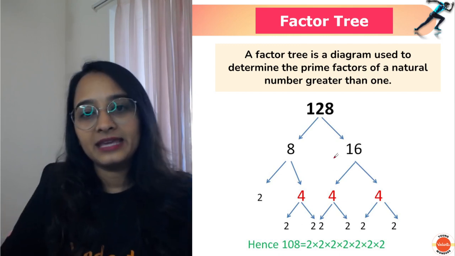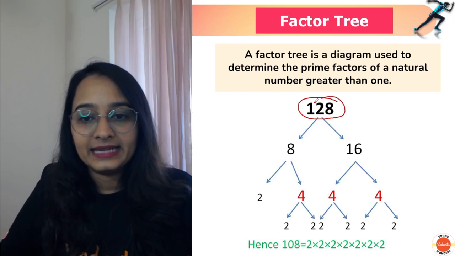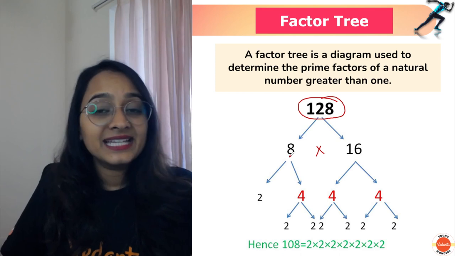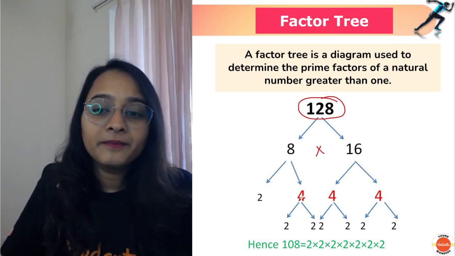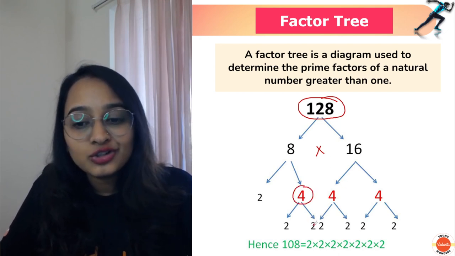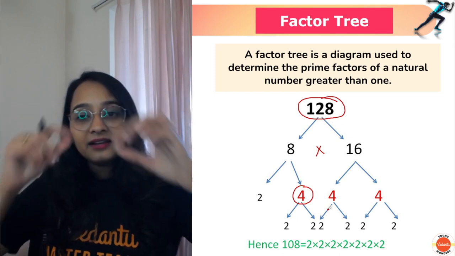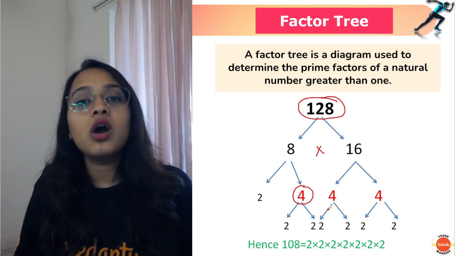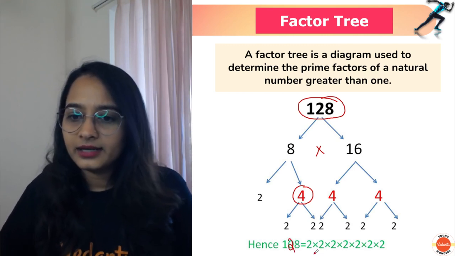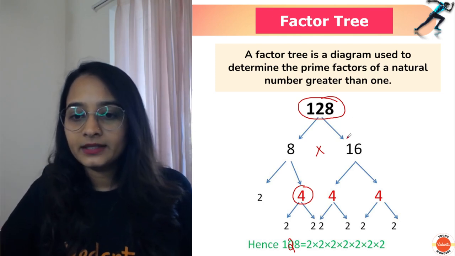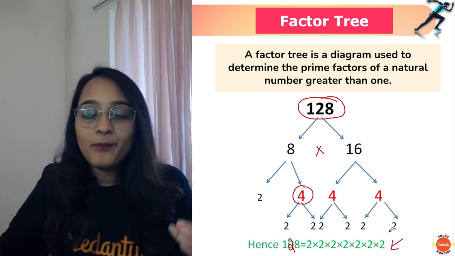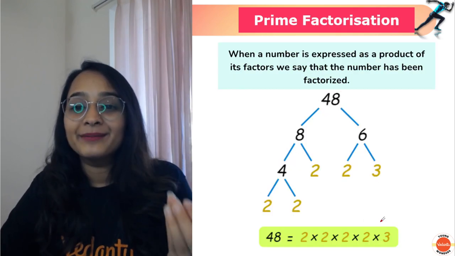Factor tree method ka matlab kya hai? Now, if I give you 128, 128 can be written as 8 multiplied with 16. 8 can again be written as 2 multiplied with 4. 16 can be written as 4 multiplied with 4. 4 can again be written as 2 into 2, right? So, like that, the factor tree, the factorization keeps on happening till you can write your 128. It's 128. So, the factorization keeps happening till you can write the number as the product of prime factors.